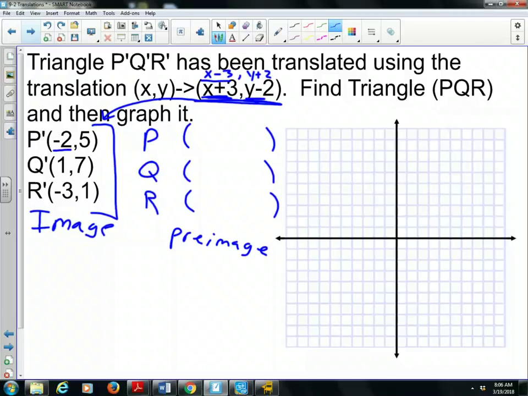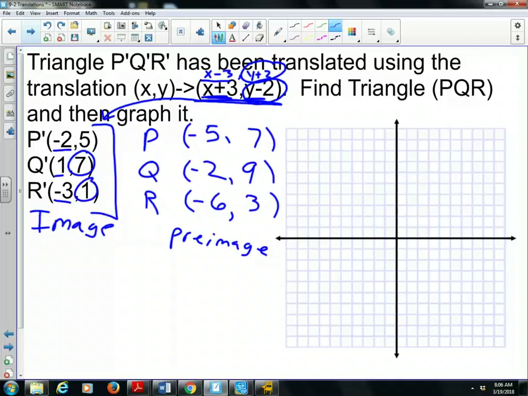Okay? So every x coordinate, I'm going to subtract 3. Negative 2 subtract 3 is negative 5. 1 subtract 3 is negative 2. Negative 3 subtract 3 is negative 6. Now to find the y coordinates, this says y minus 2, but I want to get to my pre-image, not my image. So I'm going to do the opposite. I'm going to add 2 to every y coordinate. 5 plus 2 is 7. 7 plus 2 is 9. 1 plus 2 is 3.